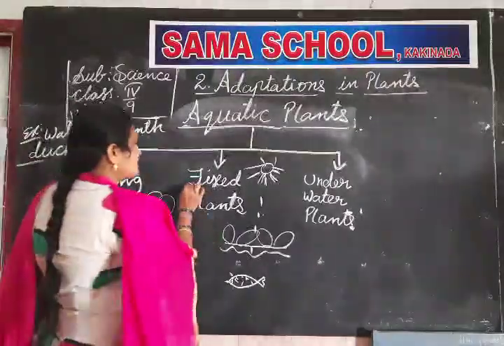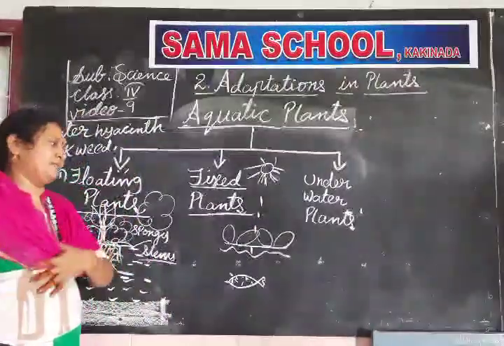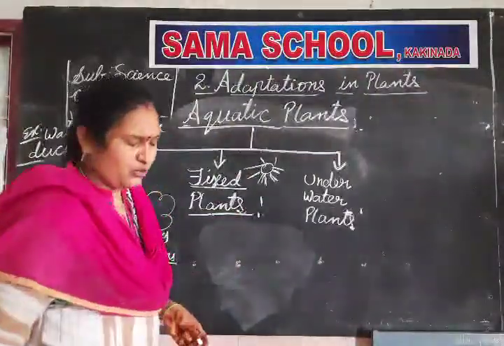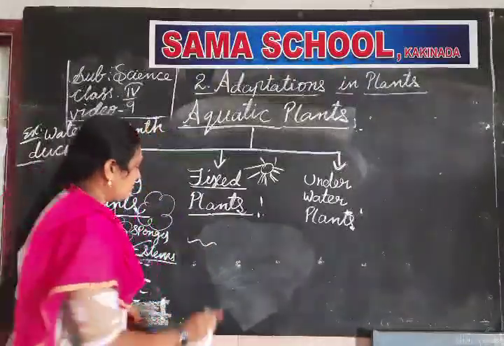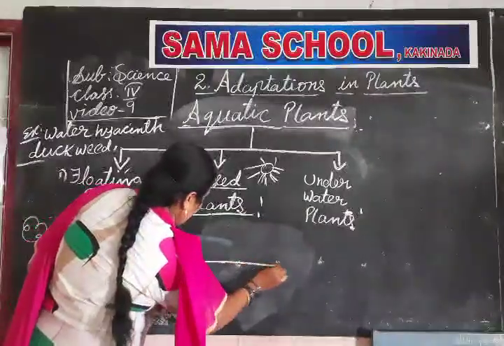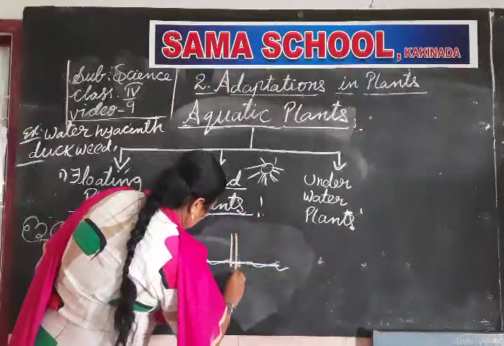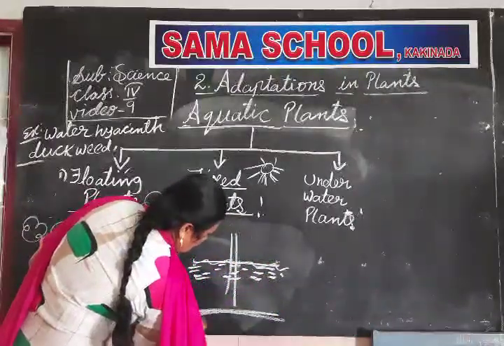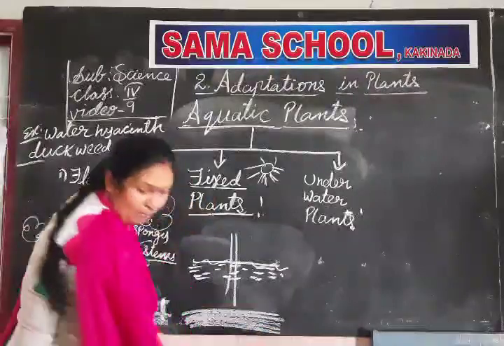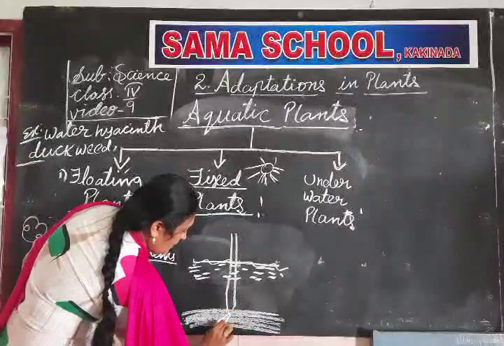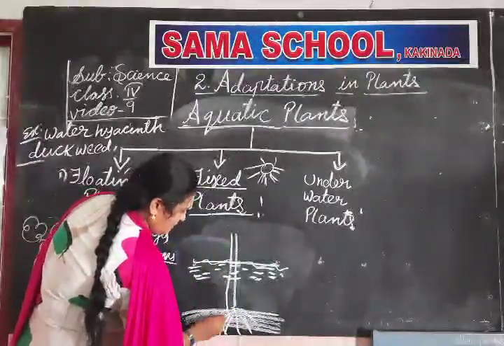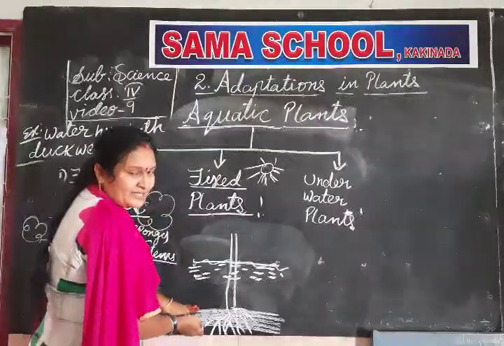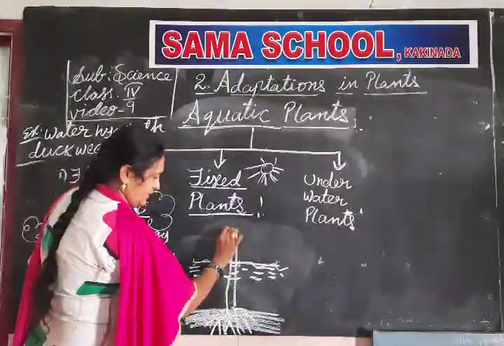Now we'll go to the fixed plants. What are the fixed plants? In the name only, they are fixed. Here you observe one thing: in the floating plants, the roots do not fix in the soil. But in the fixed plants, roots are fixed in the bottom mud, very deep inside the river water. That's why its name is fixed.